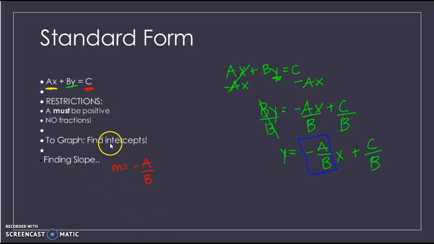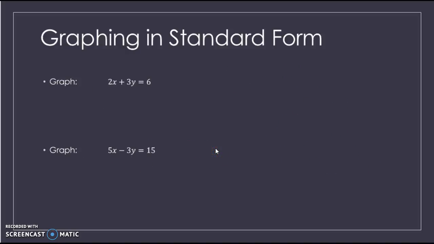Now, finding intercepts. Remember, if my y-intercept is 4, it would look like (0, 4), and my x would always be 0. If it were the x-intercept 3, it would be (3, 0), and my y would always be 0. So to find the intercepts, all I'm doing is plugging in 0 for x to find the y, and then plugging in 0 for y to find the x. We also call this the cover-up method, which we'll look at now.